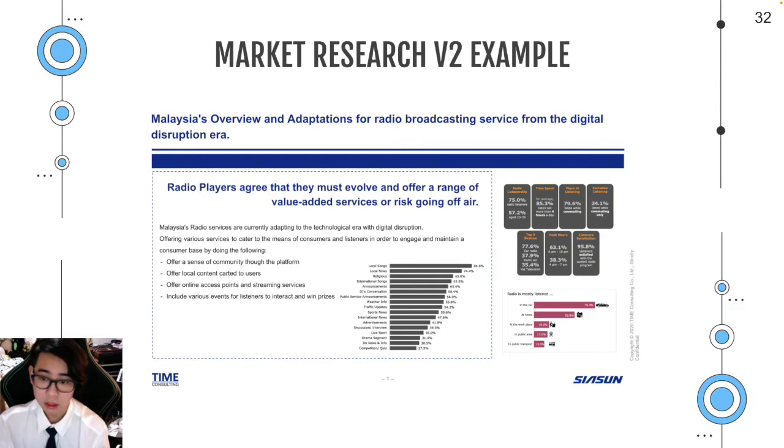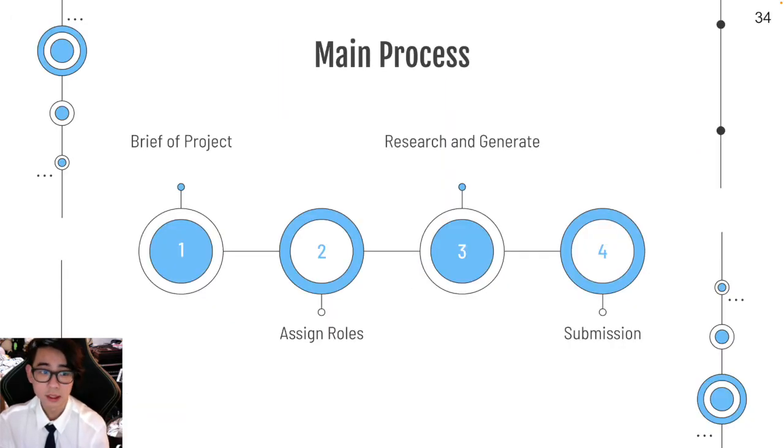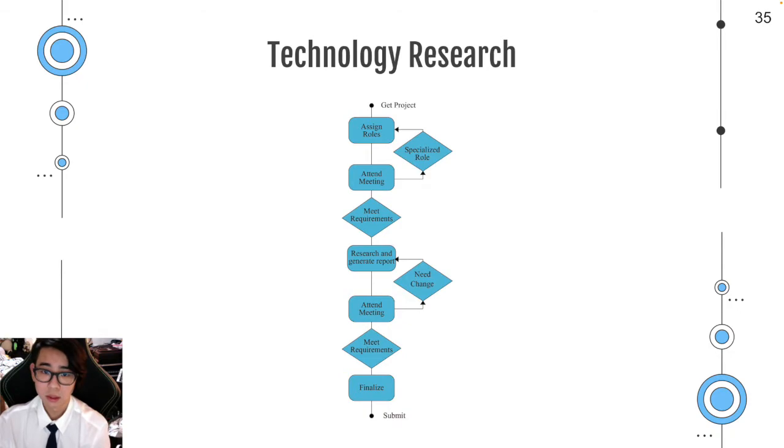As you can see, there are minor changes here and there, but we added more information that best fits the client's needs. Next, we have the technology analysis, cybersecurity project. Again, 4 main steps: brief the project, assign the roles, research and generate, and submit. Here we have the flow. This is a little different from the previous project.